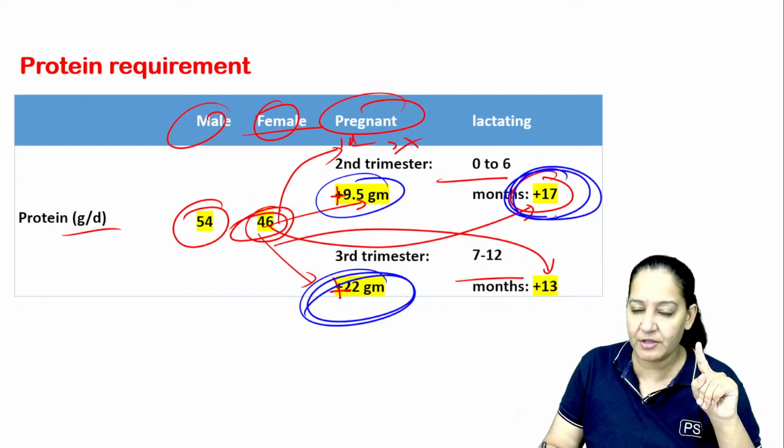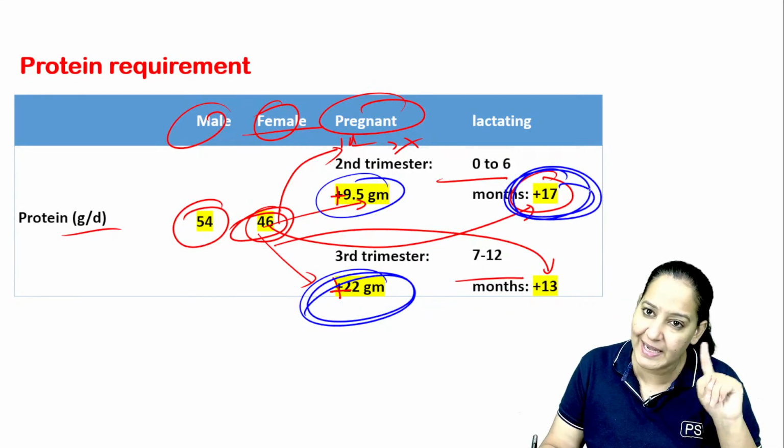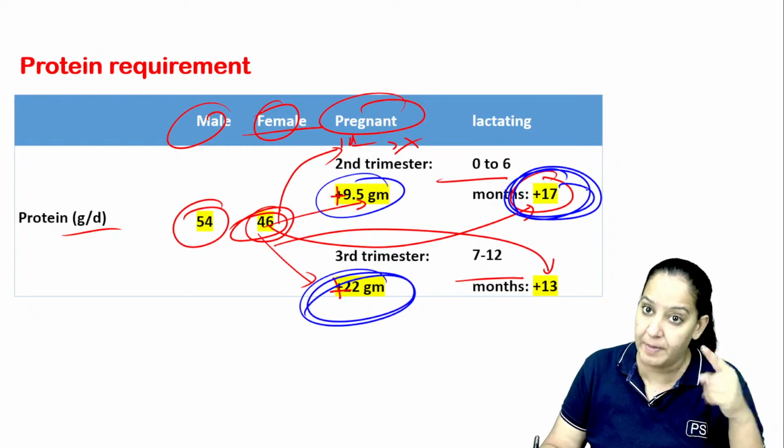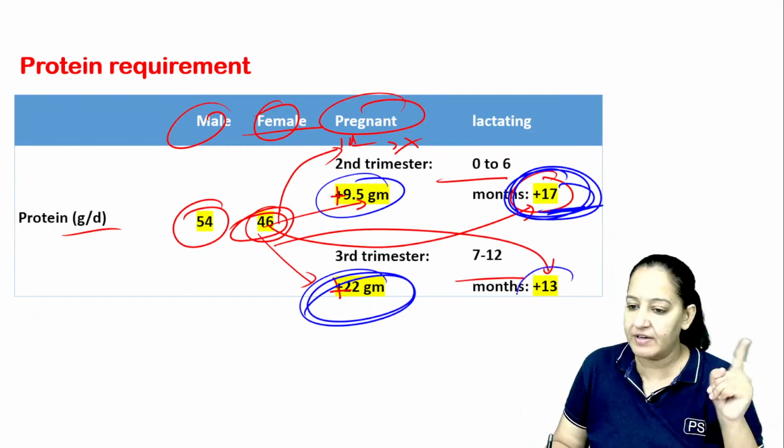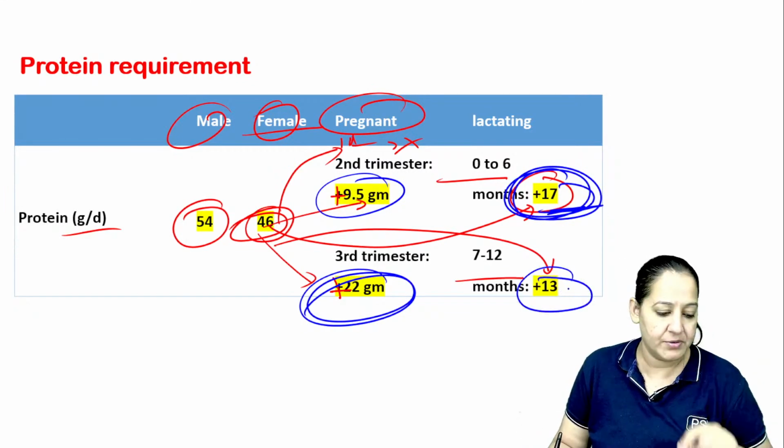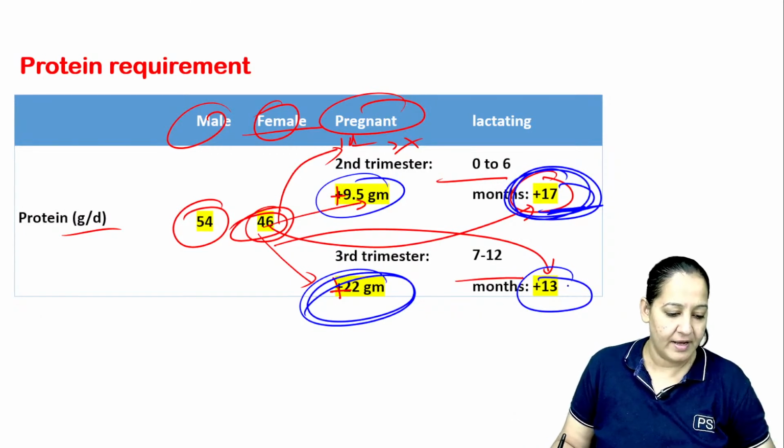During the first 6 months of lactation, the baby is on exclusive breast milk. That's why we have to give abundant protein, that is 17. After the 6 months, weaning is started. So this is the complete thing. Okay. Can we go ahead?